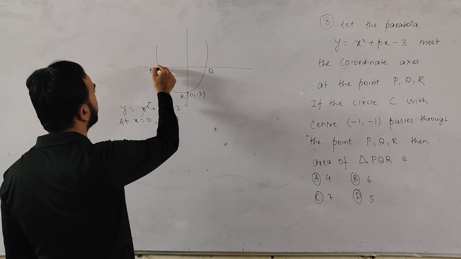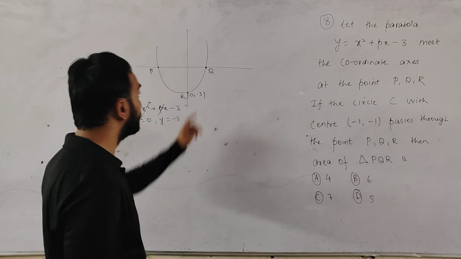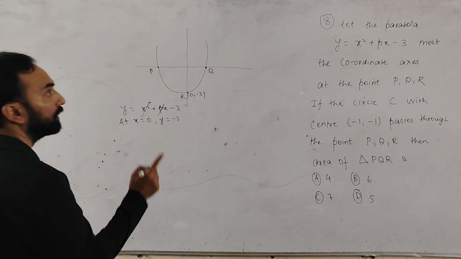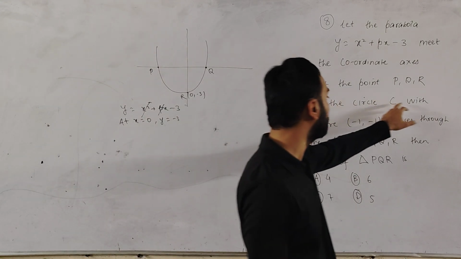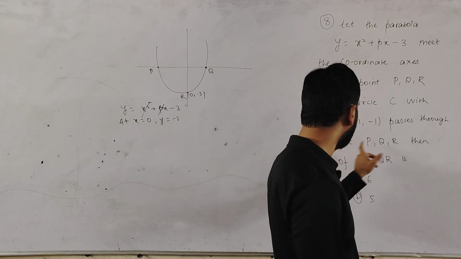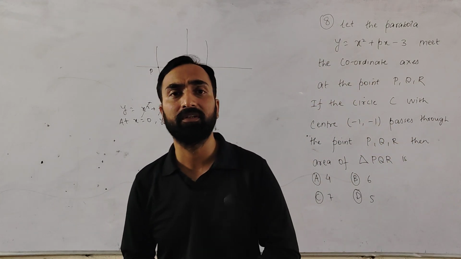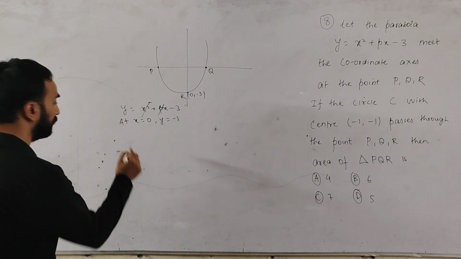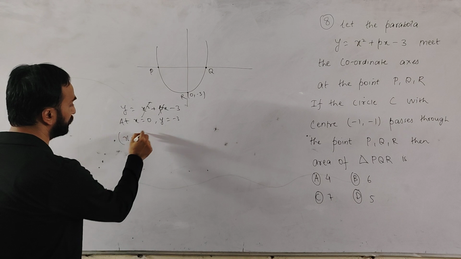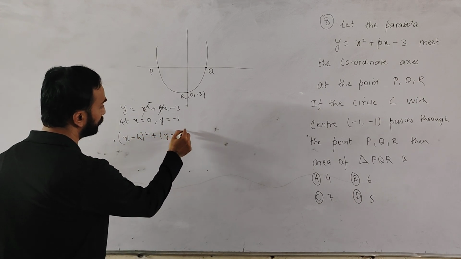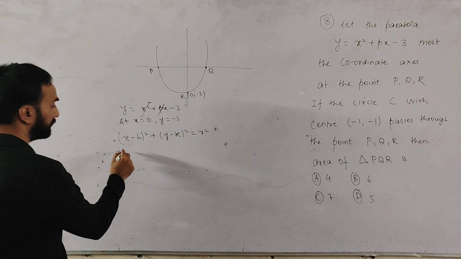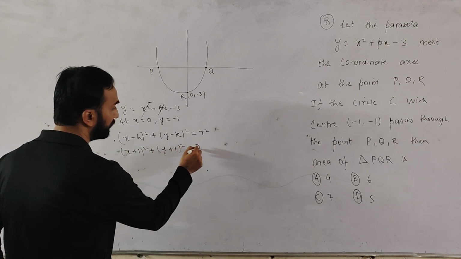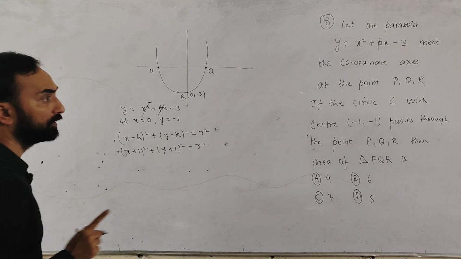Now the task is to find the other two points. So obviously at these points y is 0, right? Also they are saying the circle C with center (-1, -1) passes through P, Q, R, so we can get one more equation. We know the equation, x minus h whole square plus y minus k whole square is equal to r square. In this case it will become x plus 1 whole square plus y plus 1 whole square is equal to r square.